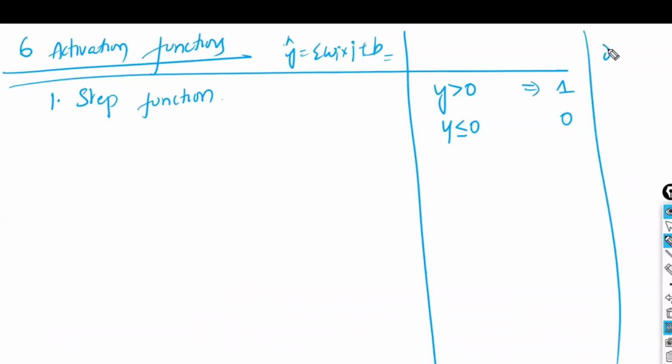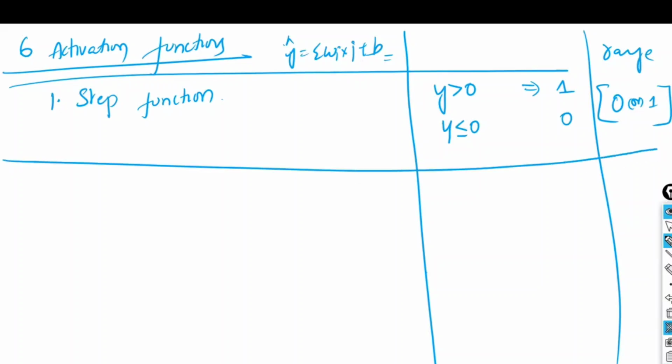So what is the range? If you write the range, it is 0 and 1. These are the two values, and both are included. Either 0 or 1. Only these two options you'll get in the output. If you are using the step function, the output will be either 0 or 1. There is no other option.